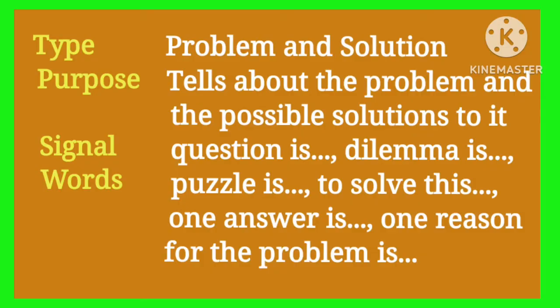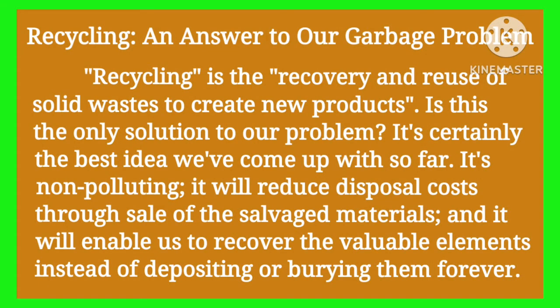Type of informational or factual text: problem and solution. Purpose: tells about the problem and the possible solutions to it. Signal words used: the question is, the dilemma is, the puzzle is, to solve this, one answer is, one reason for the problem is. We have an example.